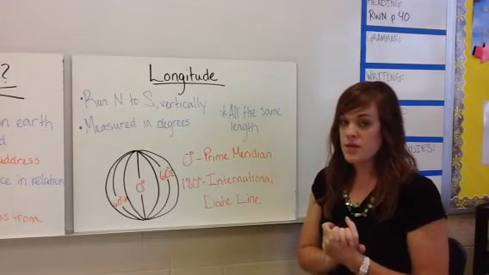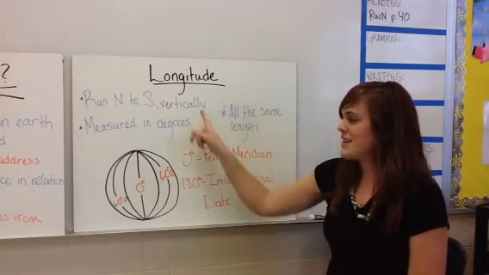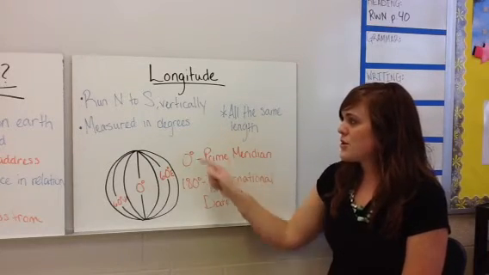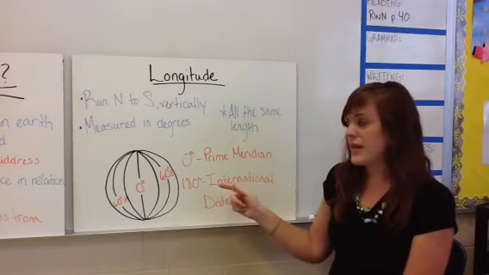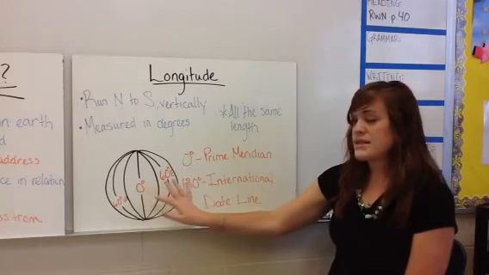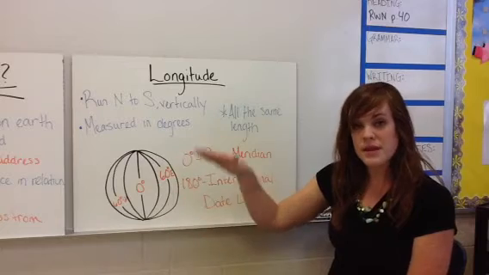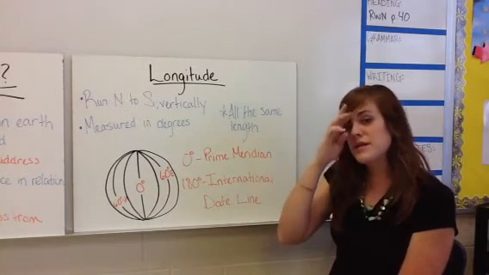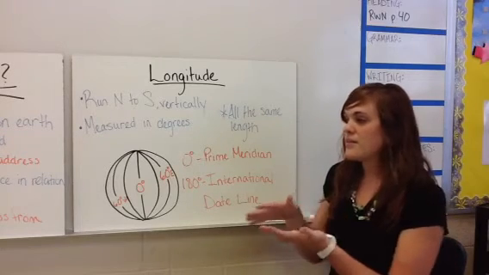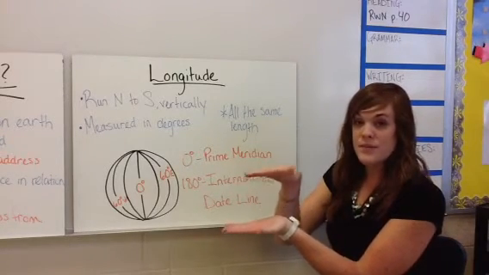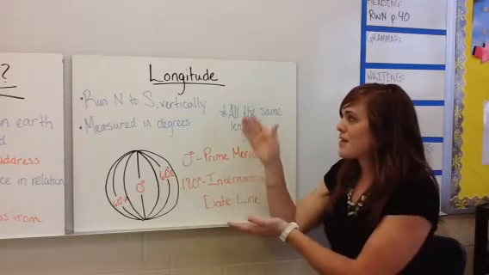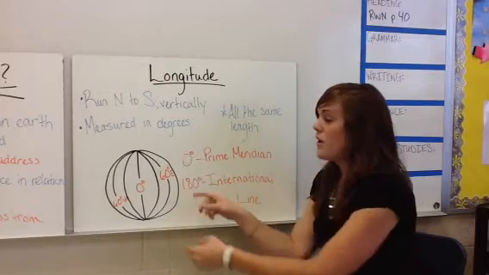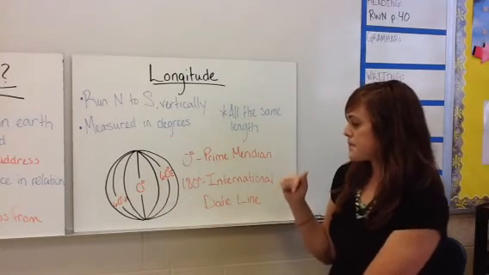Longitude. You need to write down longitude and these 3 blue things, please. Longitude runs north to south, so that's vertically. They're also measured in degrees the same way that latitude is measured. But lines of longitude are different because they're not all the same length. Lines of latitude are parallel. They never touch. Lines of longitude all meet at the poles, at the North Pole and the South Pole. They all touch there, okay?